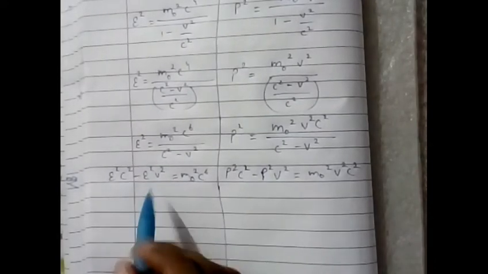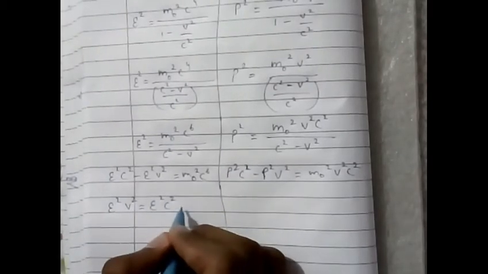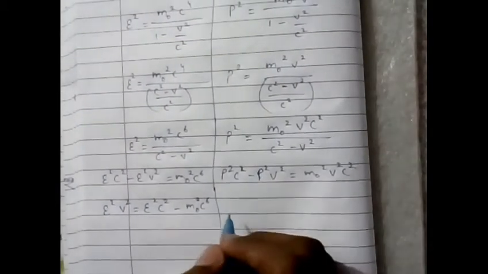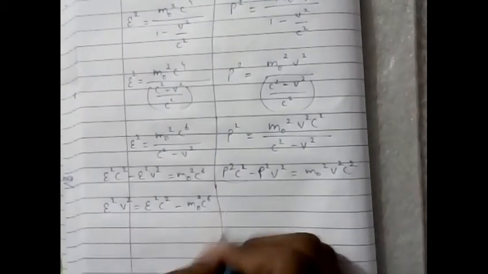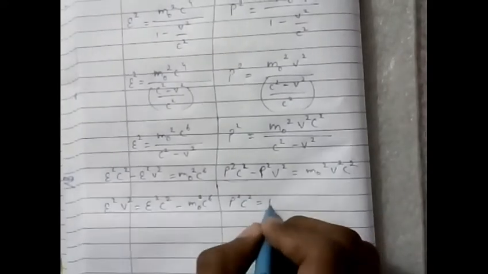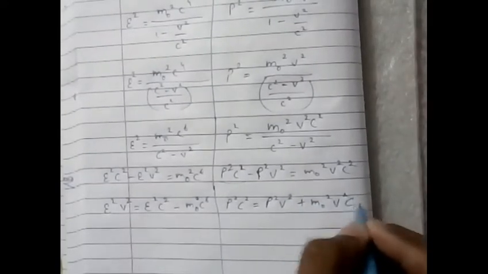And now we need the equation for this term, E squared v squared. So it will be E squared v squared equals E squared c squared minus m naught squared c raised to the power 6. And for this one here, you need the value of p squared c squared. It's gonna be p squared c squared equals p squared v squared plus m naught squared v squared times c squared.